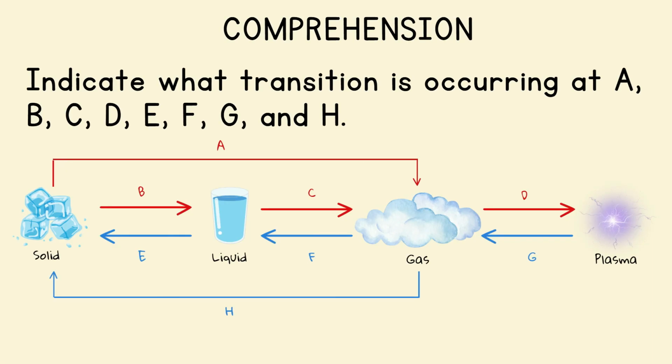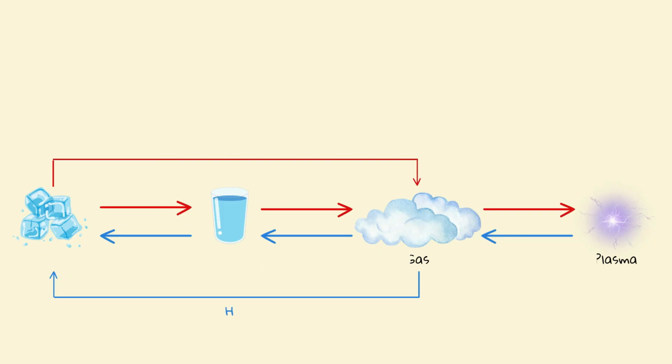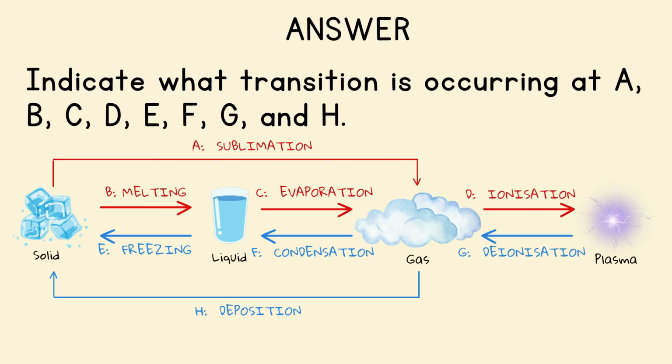Comprehension. Indicate what transition is occurring at A, B, C, D, E, F, G, and H. Correct. A represents sublimation, B melting, C evaporation, D ionization, E freezing, F condensation, G deionization, and H deposition.